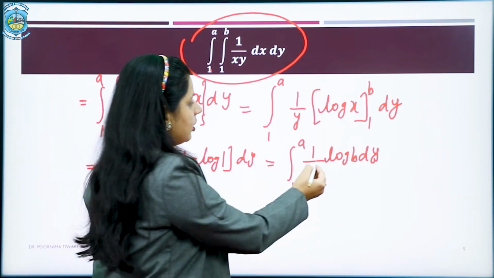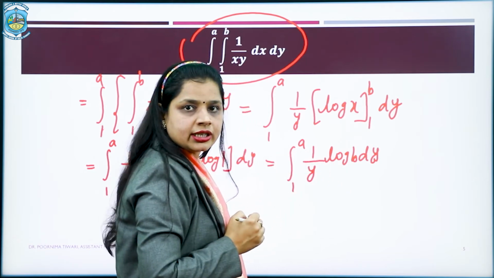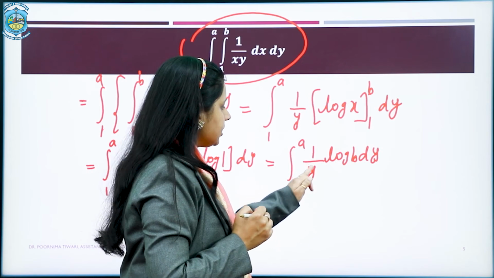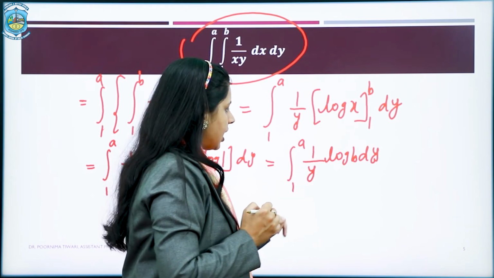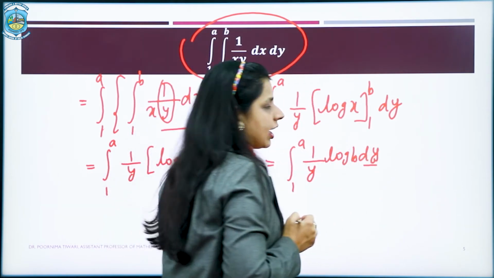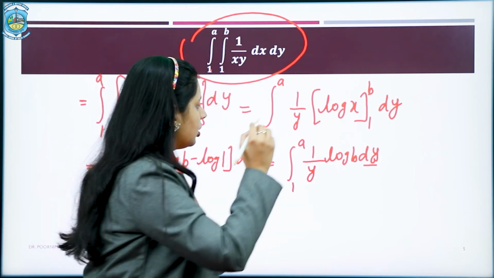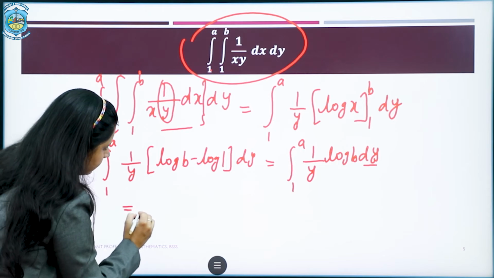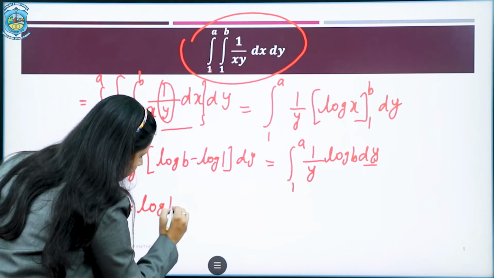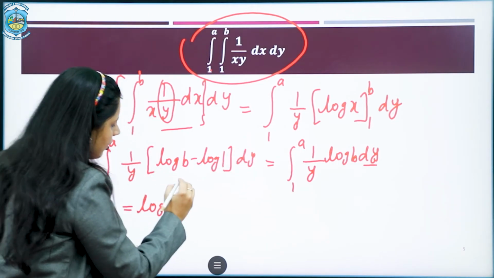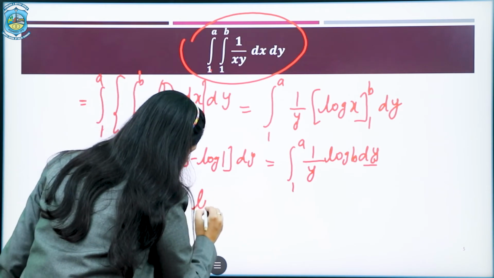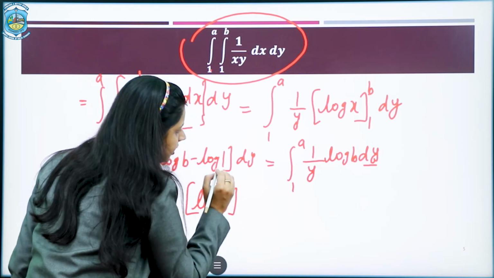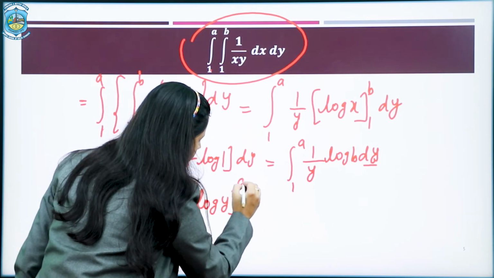Now, this term log b is a constant. So, we'll integrate 1 by y, and the integration of 1 by y with respect to y is log y. This log b is a constant, so we'll write it as it is. Integration of 1 by y is log y and the limits for integration are from 1 to a.